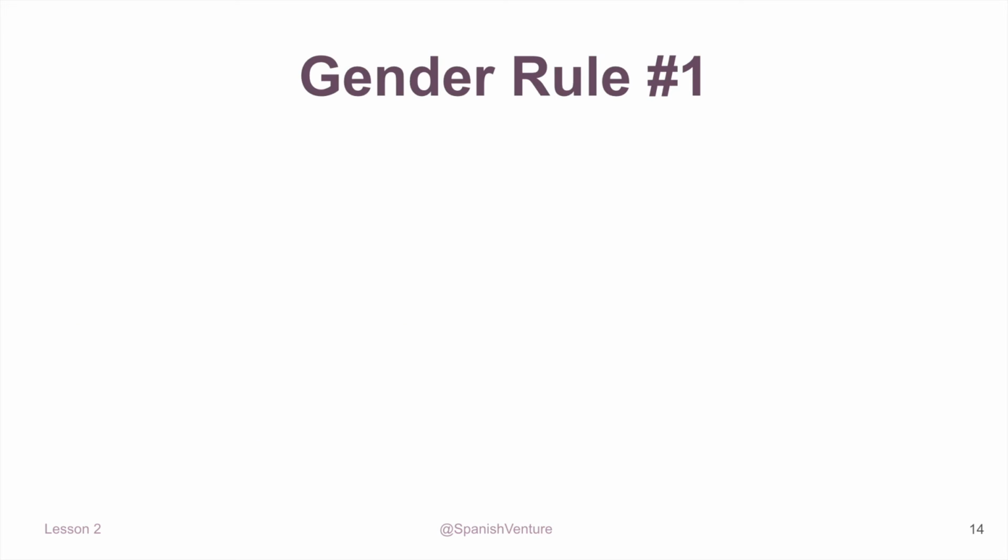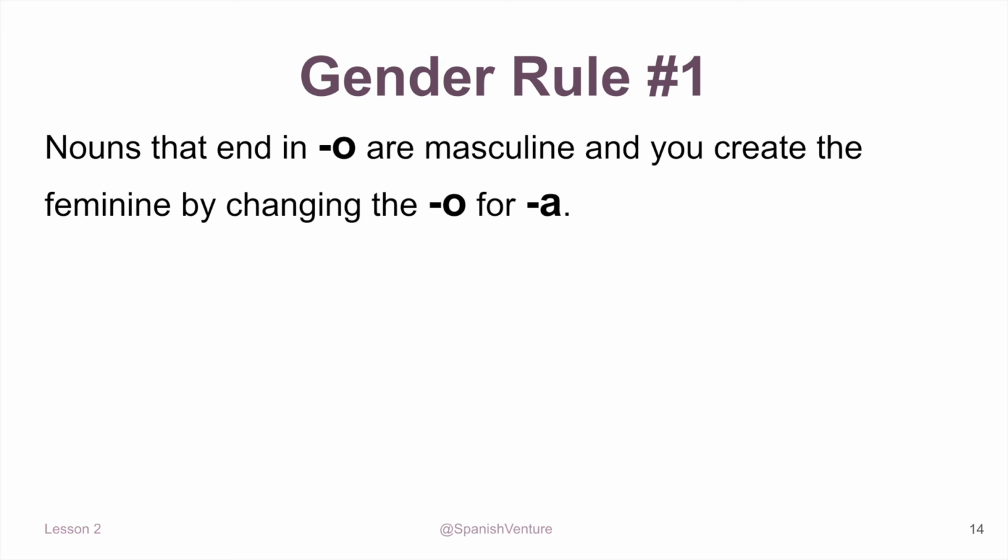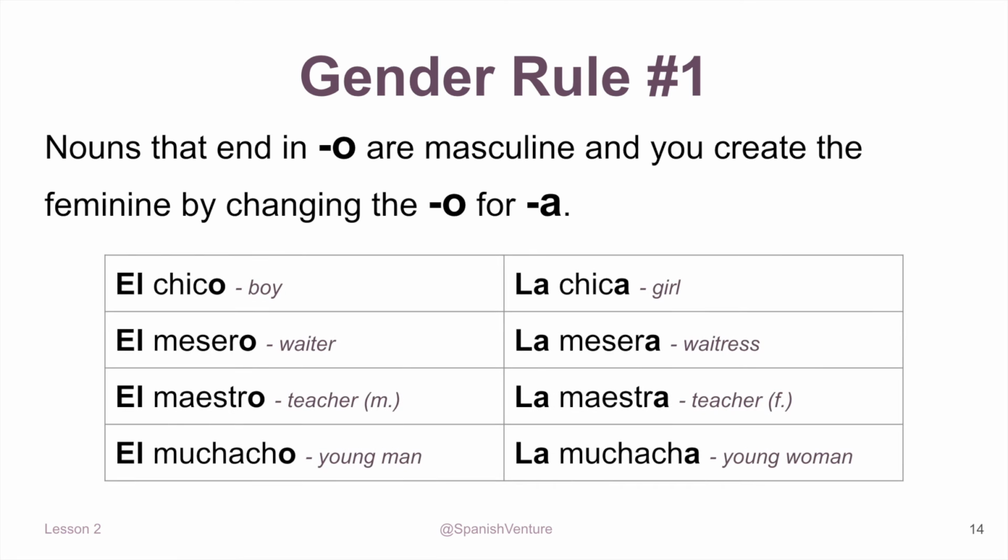So we're going to look at gender rule number 1. Nouns that end in O are masculine, and you create the feminine by changing the O for A. Ejemplo, chico, chica, mesero, mesera, maestro, maestra, muchacho, muchacha. With those words, even if you're not saying the article, you know by the ending if it's masculine or feminine.